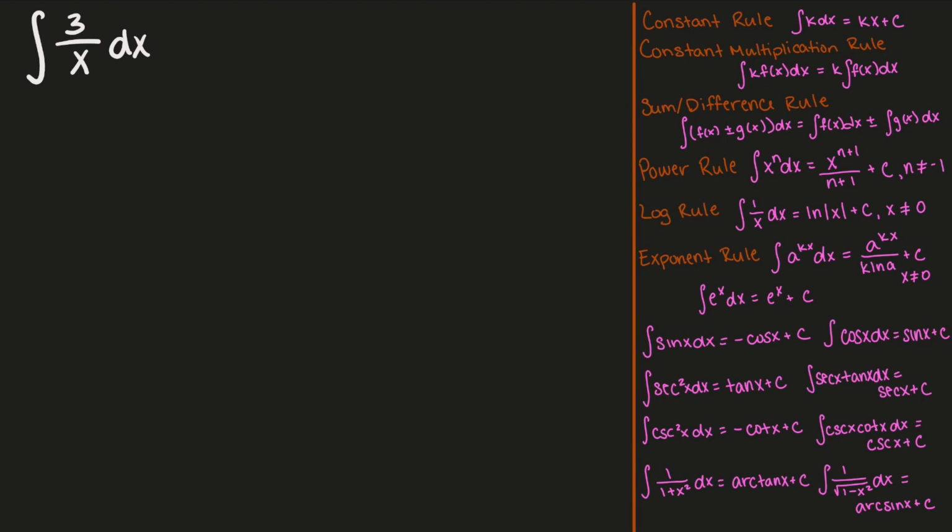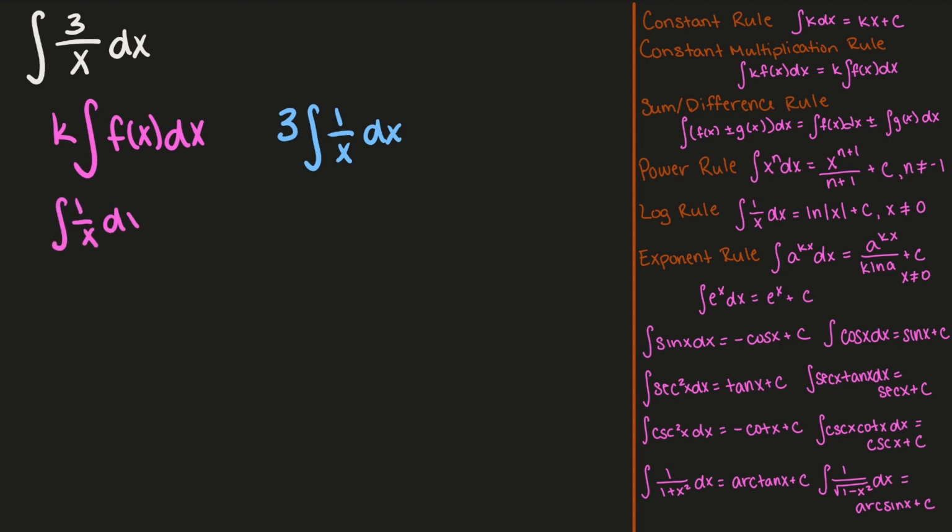Next, we have the integral of 3 over x dx. So again, we're going to be using two different rules here. We'll use our constant multiplication rule, which says we can pull that constant out and we'll get k times the integral of f of x dx. So that's going to make this function 3 times the integral of 1 over x dx. And then we'll also use our log rule. Our log rule says the integral of 1 over x dx is equal to the natural log of the absolute value of x plus c.